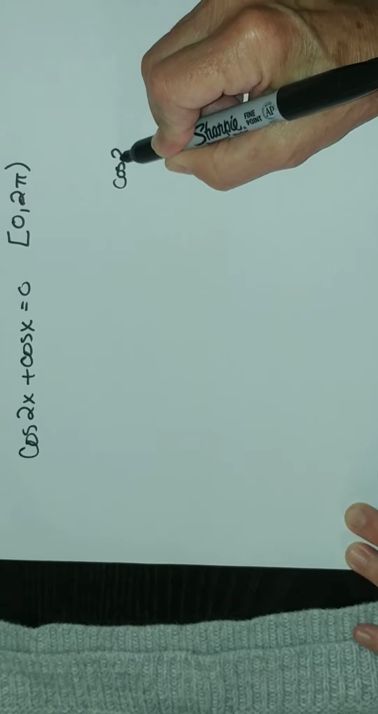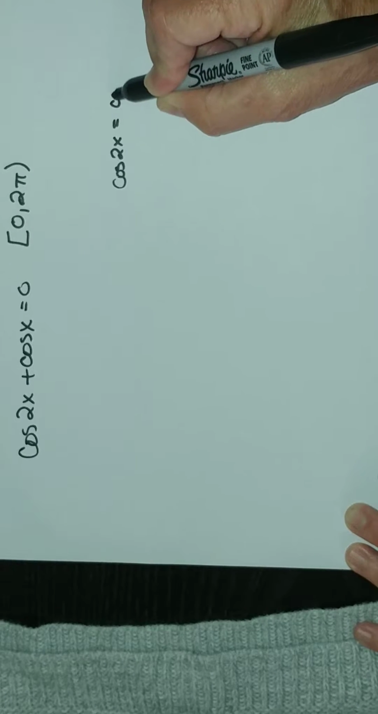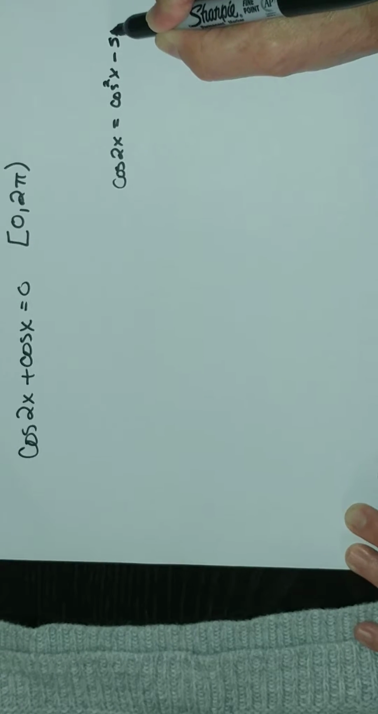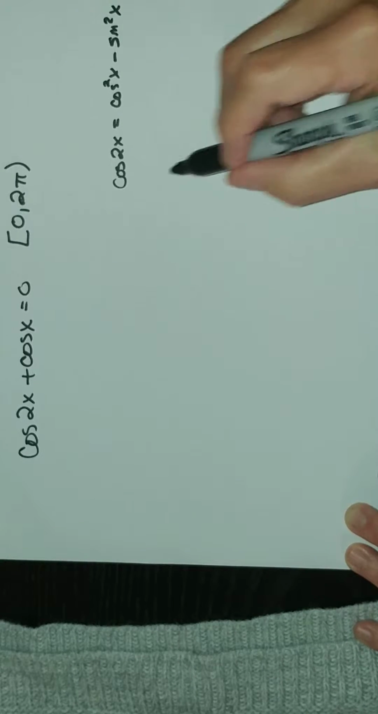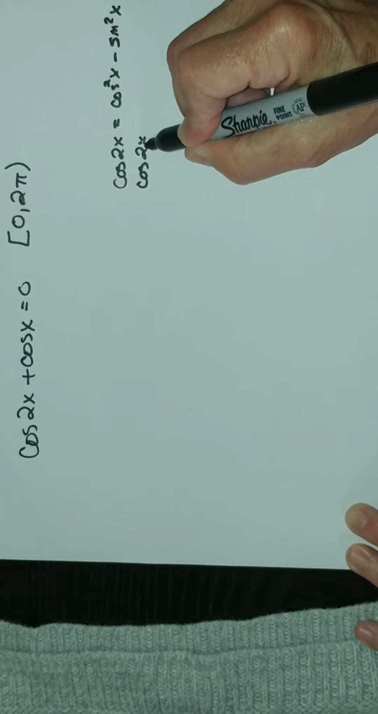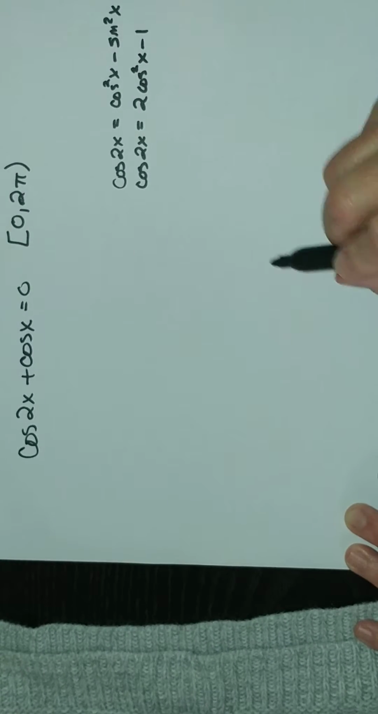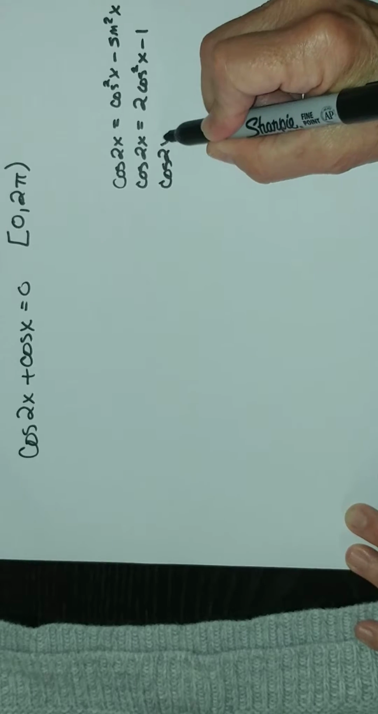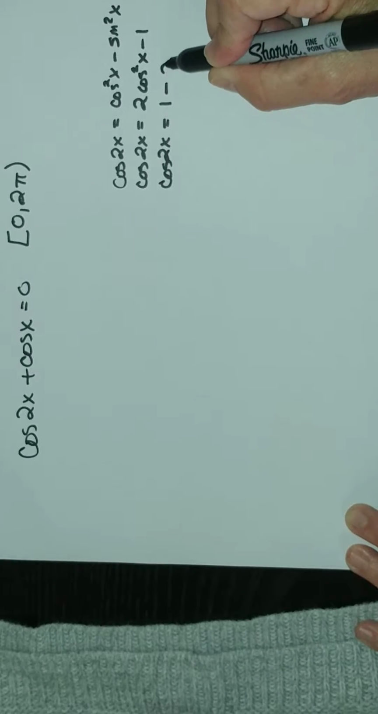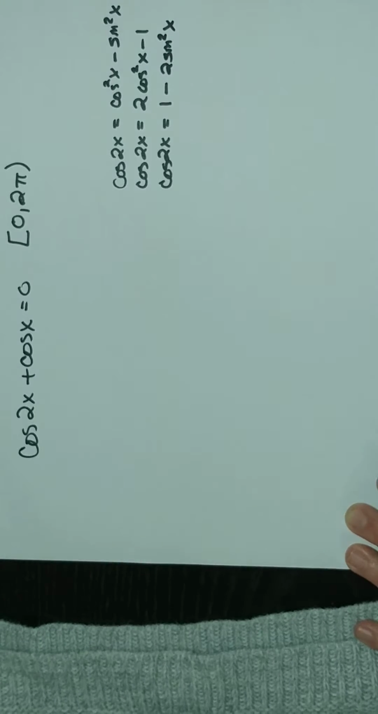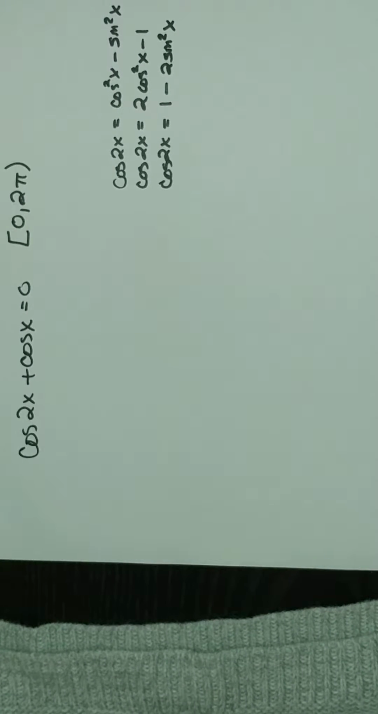If you look on your identity sheet, we have three options for the cosine of 2x. We can rewrite the cosine of 2x as the cosine squared of x minus the sine squared of x, or we can rewrite the cosine of 2x into 2 cosine squared of x minus 1, or we can rewrite the cosine of 2x as 1 minus 2 sine squared of x. And so we have choices, but we would really want to make a good choice here.